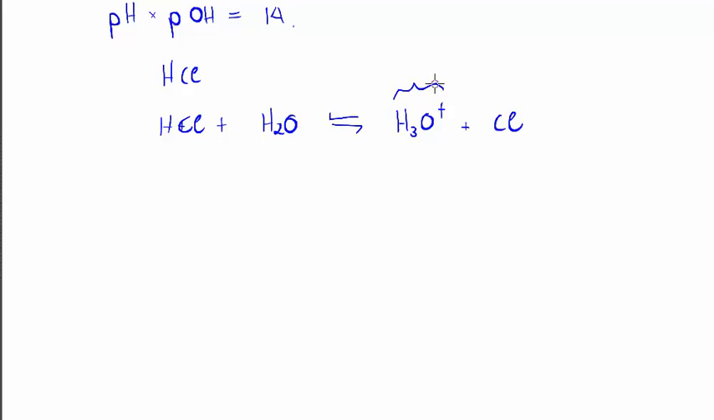Now this just represents, in other words, if I know what the concentration of H plus is, I know it's the same as the concentration of H3O plus. There's not a difference, it's the same, it's just that the hydrogen ions are counted with the water molecules, and the chloride ions.